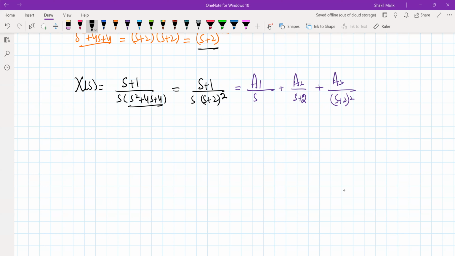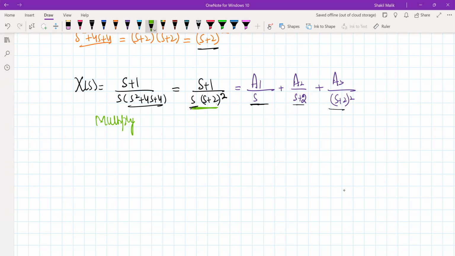So we have three terms here, 1, 2, and 3. We have three factors and we write them as three terms. All right, so what do we do after this? To find the values of a1, a2, and a3, we'll multiply both sides by the denominator term.